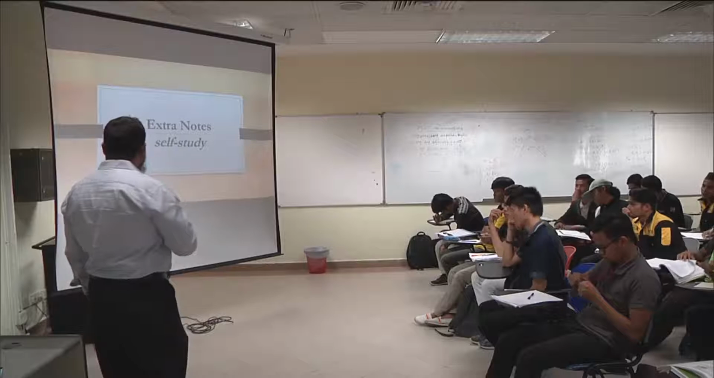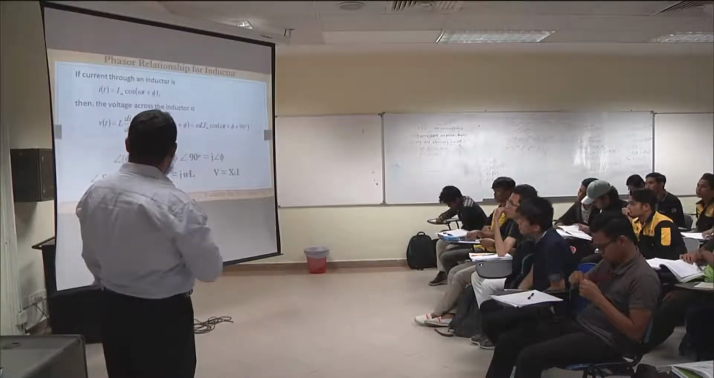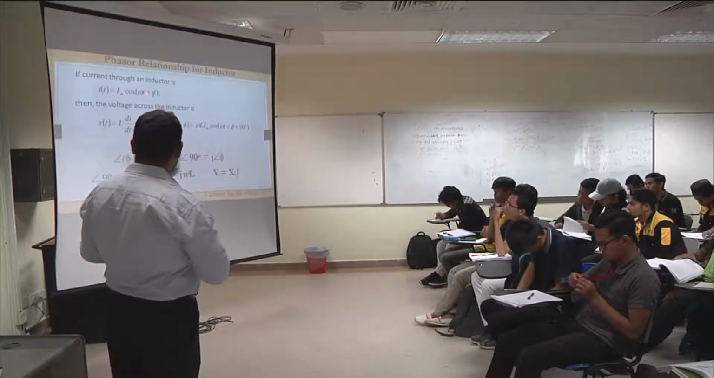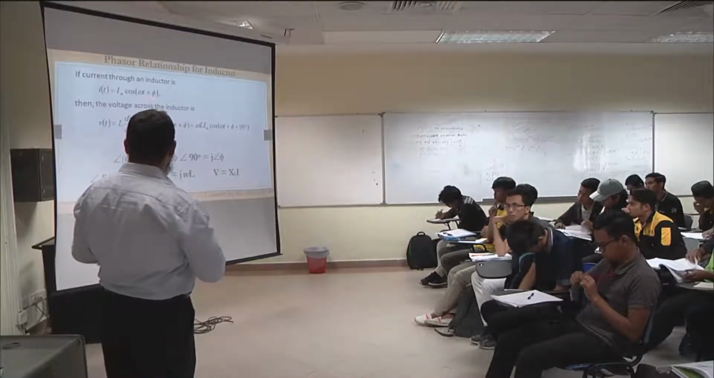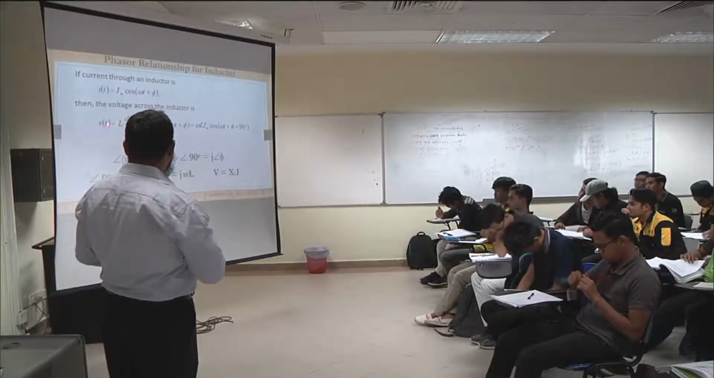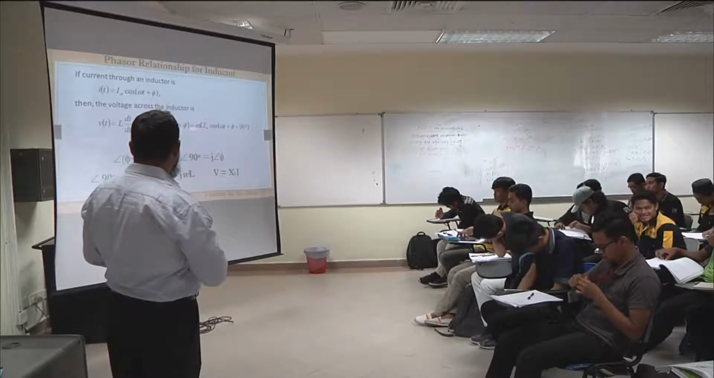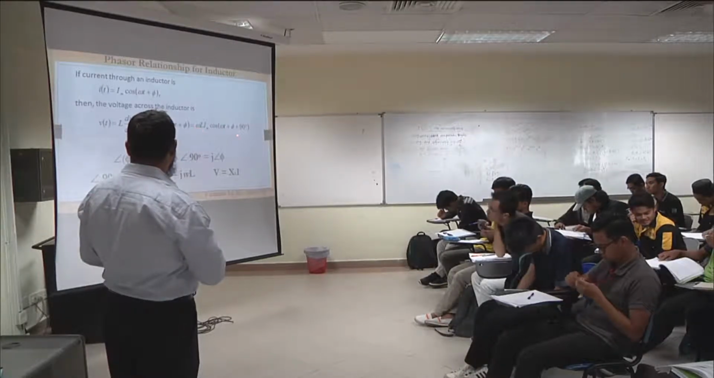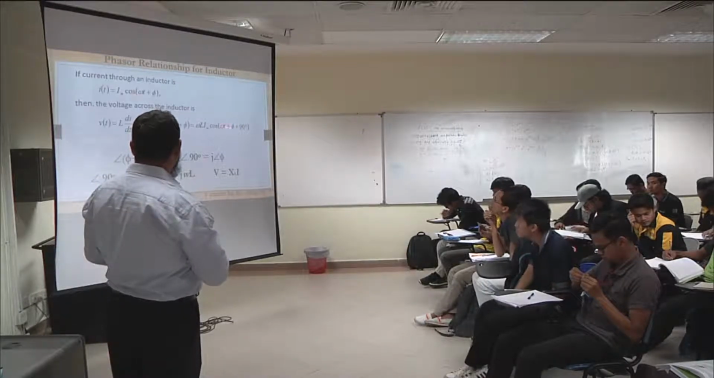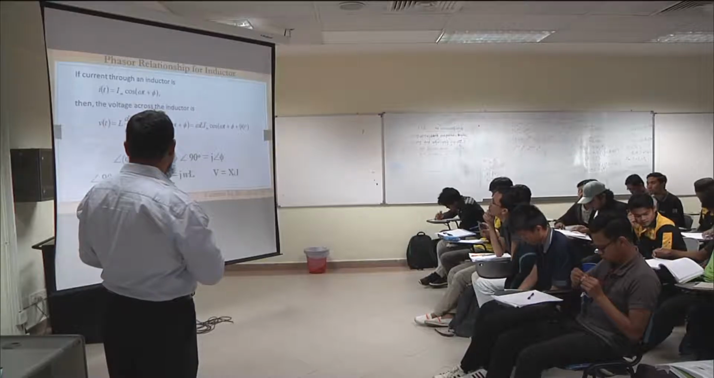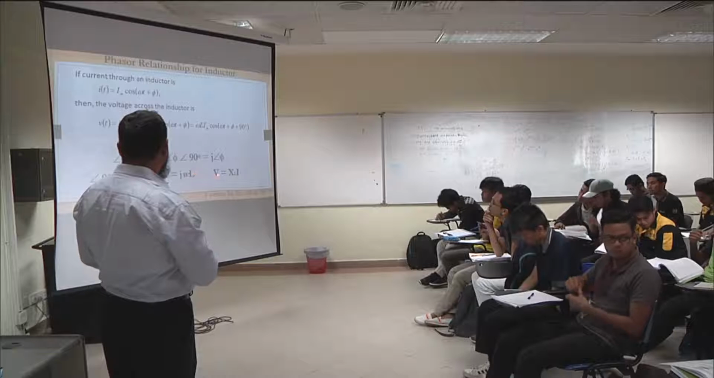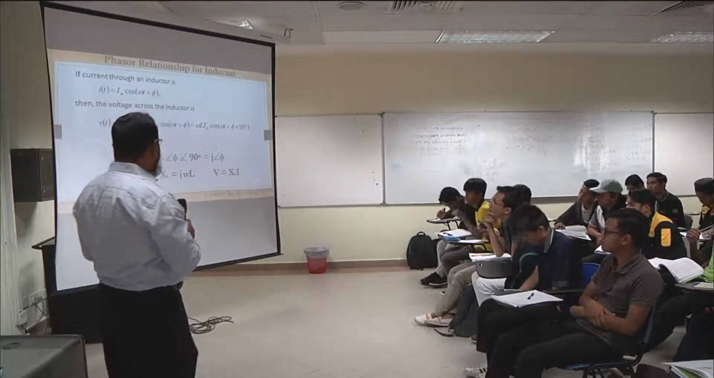All right, so there are some extra notes for self-study. You can do it at your own time. If the current through the inductor is zero... So this is basically a recap of whatever we have covered until now. Then the voltage across the inductor is v(t) = L di/dt, and so on and so forth. So we are familiar with this relationship already. We can see that the voltage is leading the current by 90 degrees from here. Okay, so that's how we get this 90 degrees associated with the reactance of the inductor.